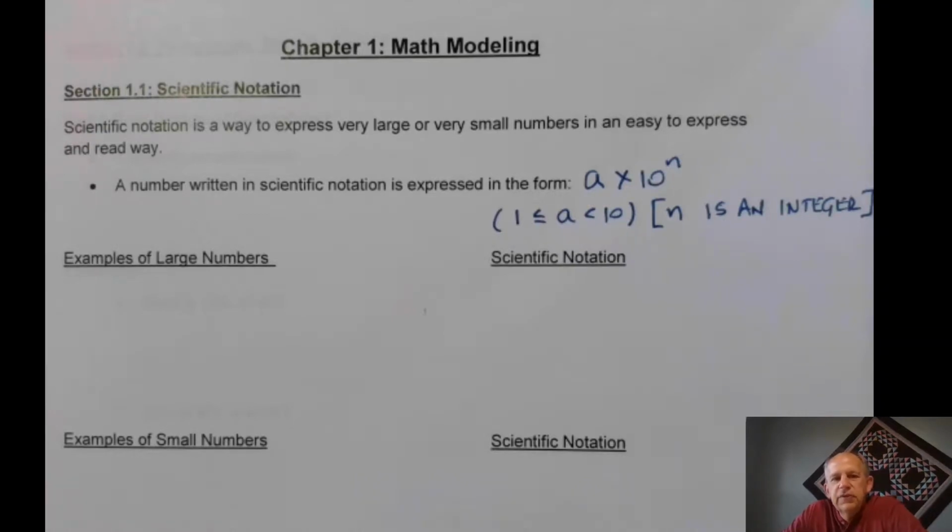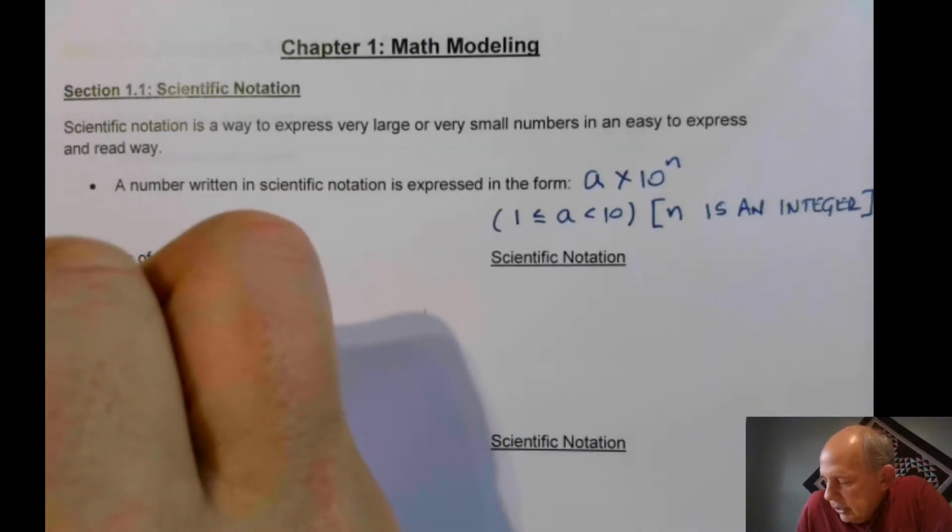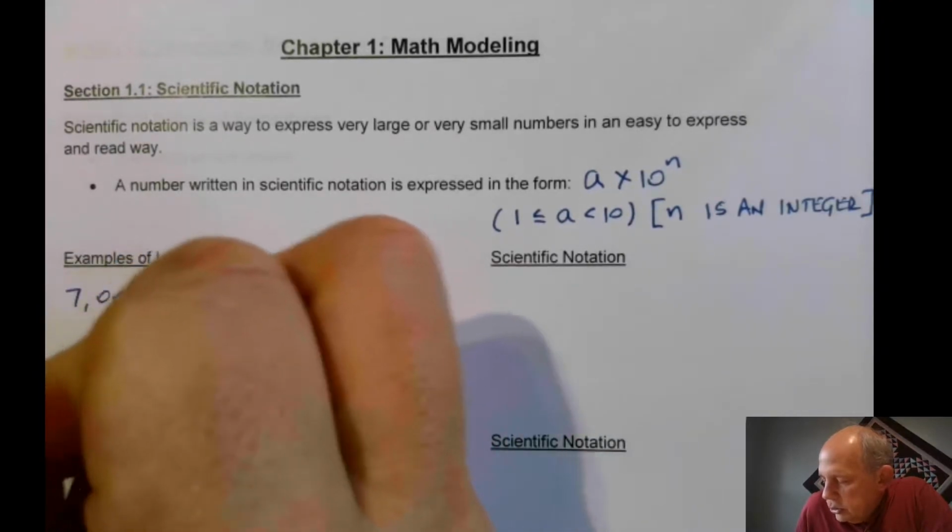So the purpose of this video is to take a look at some examples of writing numbers in scientific notation, taking ordinary decimals and writing them as scientific notation, going back and forth between the two notations. So let's take a look at some very large numbers.